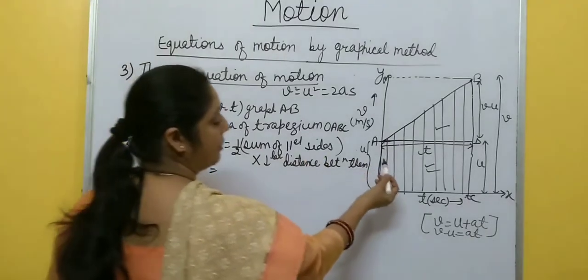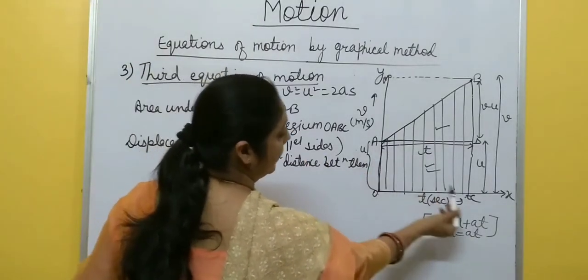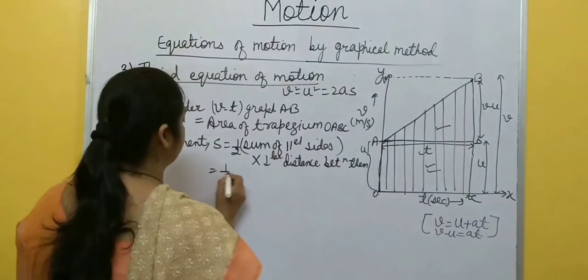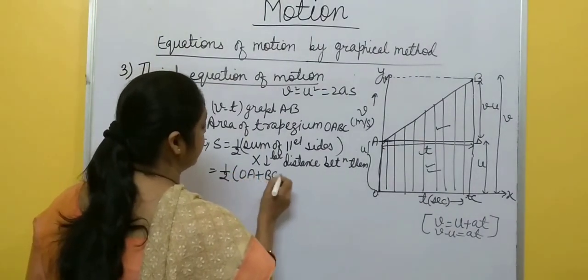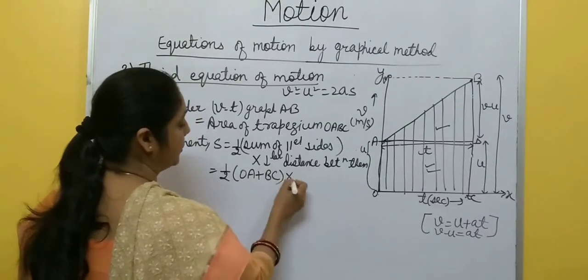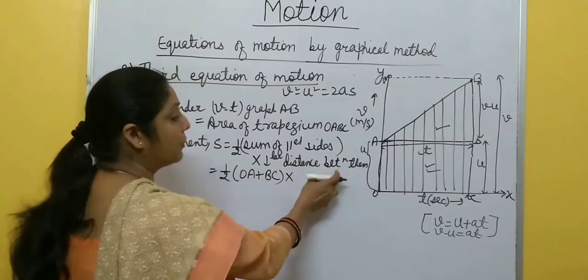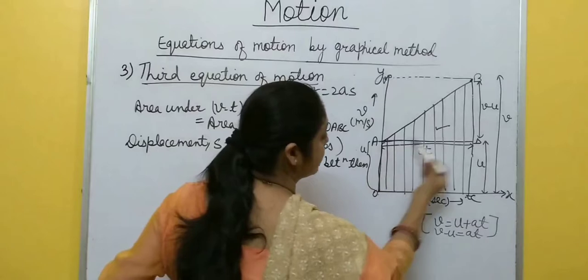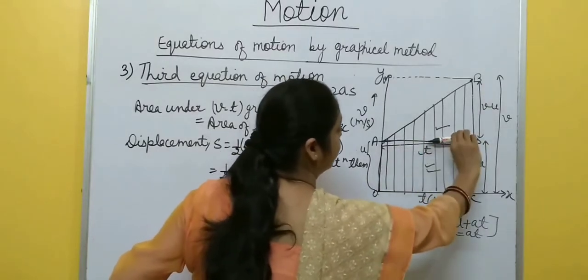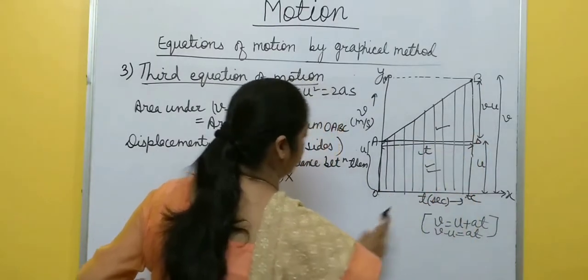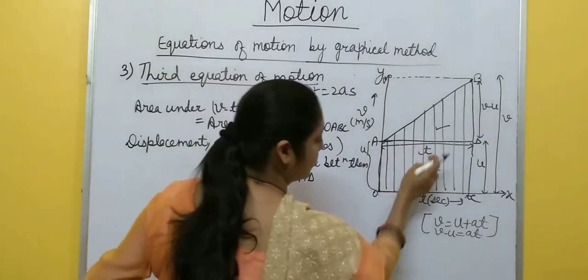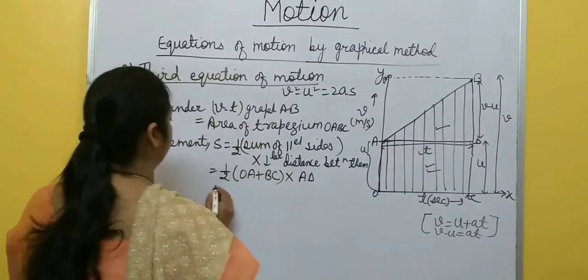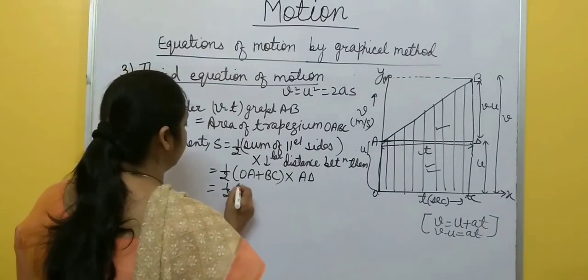So what is the sum of parallel sides? OA and BC. It becomes half OA plus BC, sum of parallel sides into the perpendicular distance between them. What is the perpendicular distance between these parallel sides? Either you can write AD or OC. You can take anything, both are same. AD is also T and OC is also T, right?